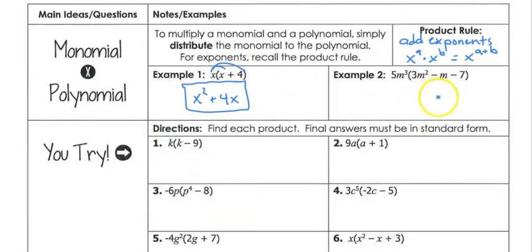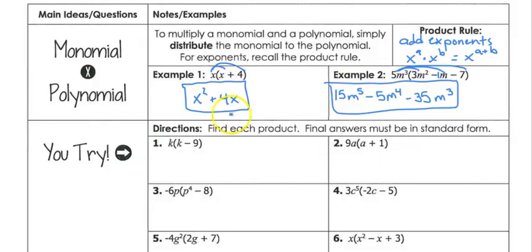Okay, we'll do the same thing here for example 2. So I'm distributing 5m to the third to all three of these things in parentheses. So here 5 times 3 is 15, and when I add those exponents together, I get m to the fifth. Remember, if there's nothing written, it's like a 1. So 5 times -1 would give me -5, and then m to the third times m is m to the fourth. And then for the last one, 5 times -7 is -35. Because this term does not have an m, I'm just going to bring down my m to the third. Okay, double check my exponents go in order from greatest to least, and we are all finished.